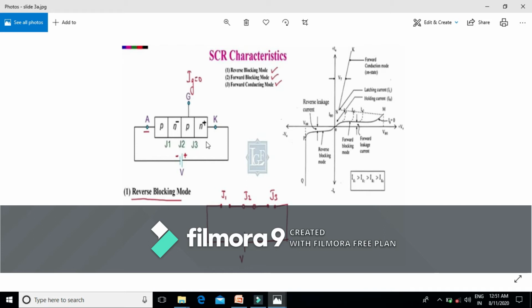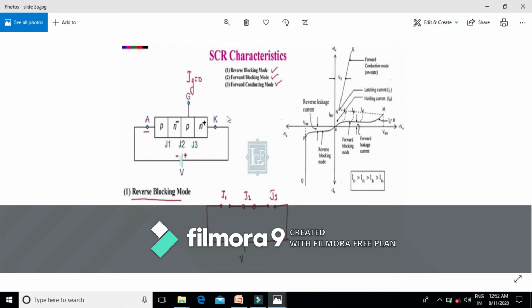That means when we are applying a reverse voltage, junctions J1 and J3 are reverse biased, and the only junction that is forward biased is junction J2. I am representing this by this. That means this junction J1 is in the off state, and the whole voltage is across the two junctions, that is junction J1 and junction J3. While in this junction J2, there is no depletion layer, and the depletion layers are present across junction J1 and J3.